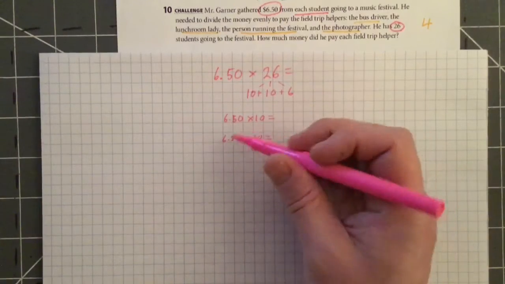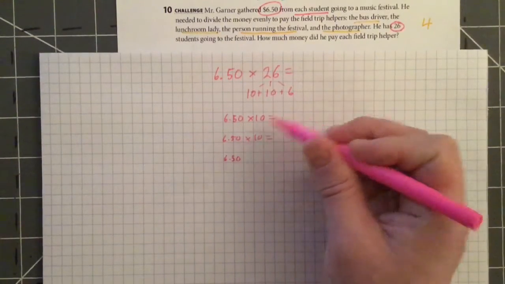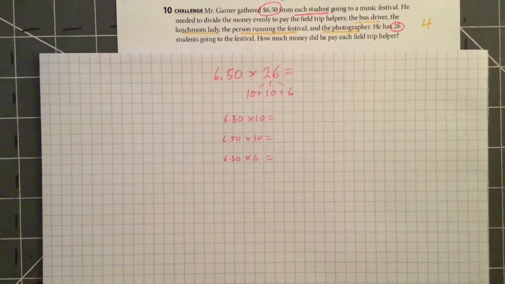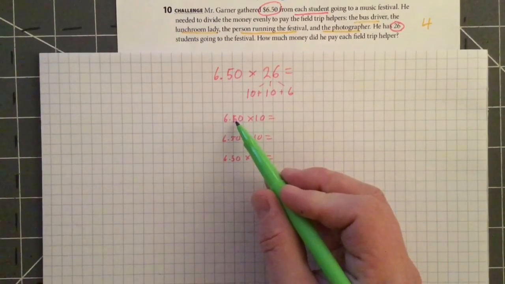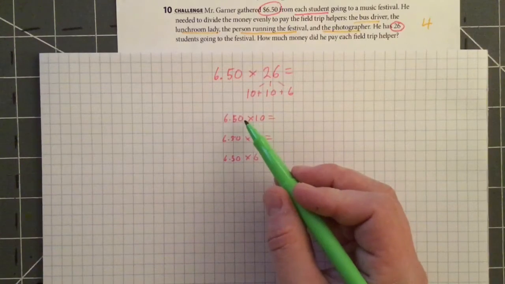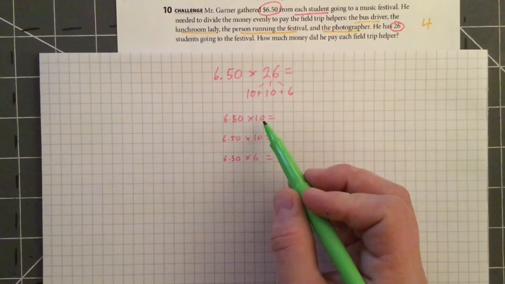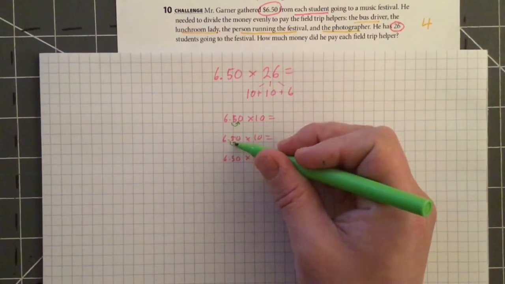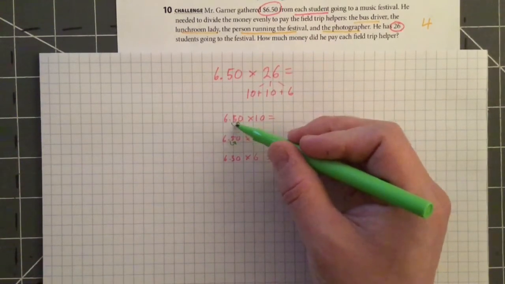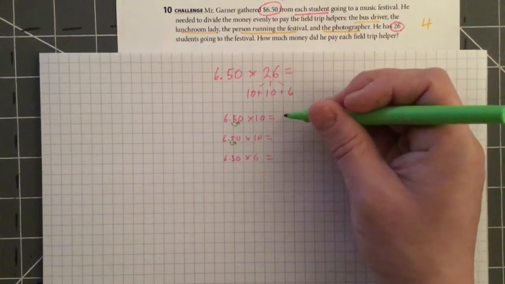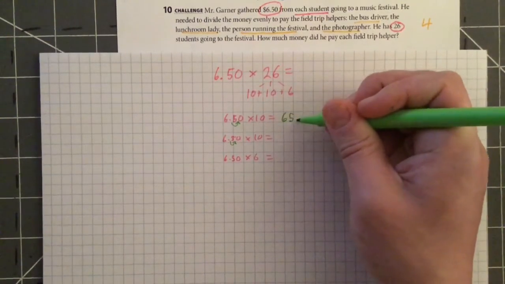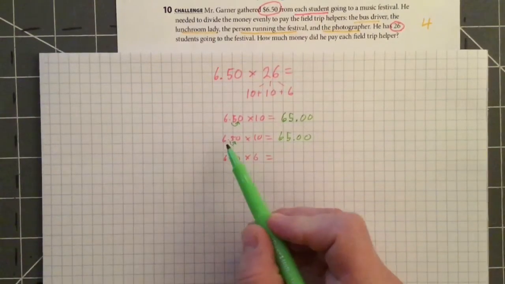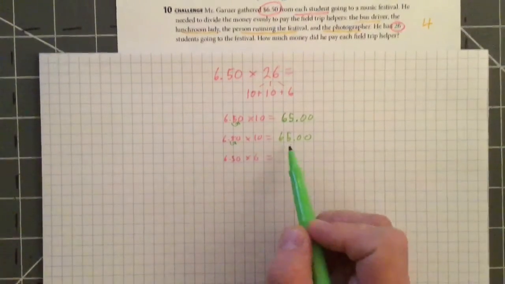and then $6.50 six times. What is $6.50 10 times? Well, really all we do is end up adding a zero whenever we multiply a number by 10. Really what that is, is moving the decimal. So because I'm multiplying both these by 10, I'm gonna move that decimal one place value. Instead of having $6.50, I'm gonna have $65 twice. 6.5 times 10 is 65.